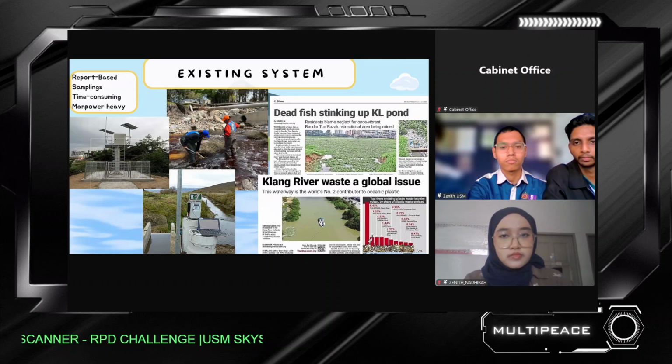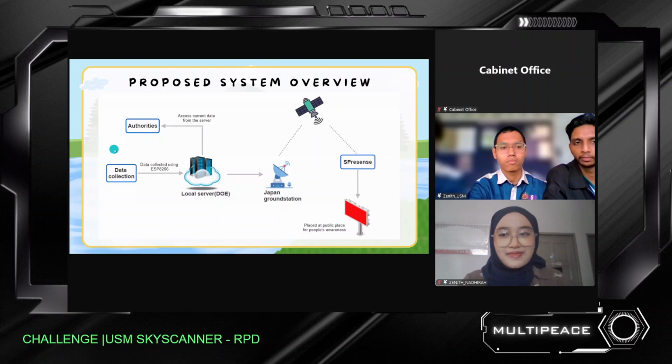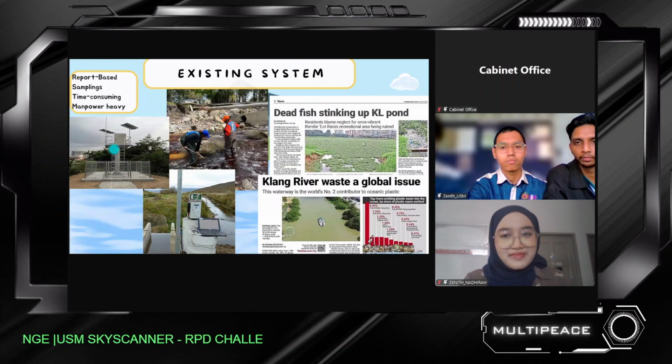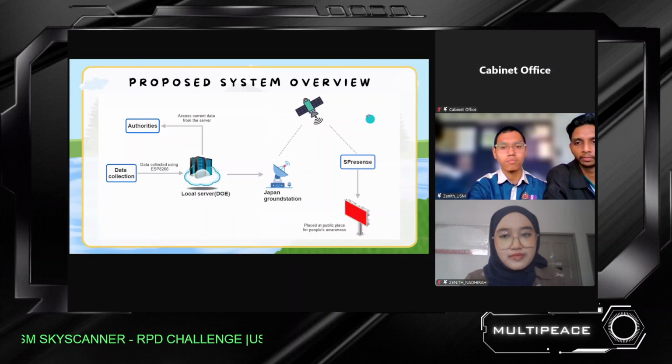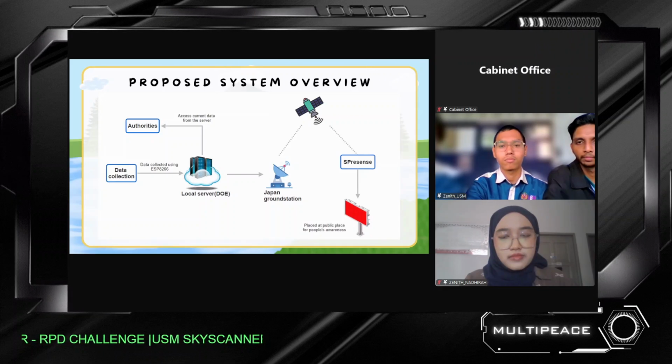So this is the existing system to monitor the river water quality and use, which encouraged us to do the project. And this is our proposed system overview, from the data collection to the warning message displayed on the digital signage board. Let's understand our proposed system through the next demo animation.